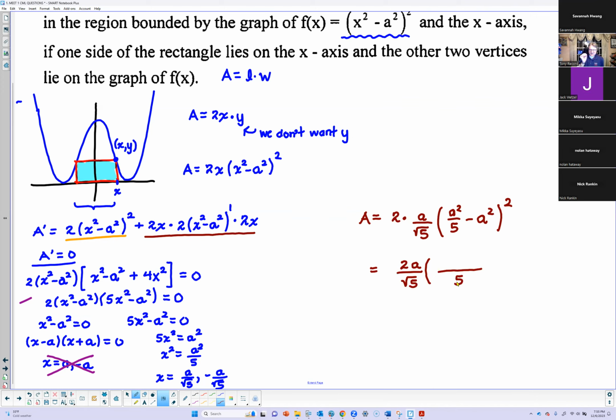A squared minus 5a squared would be negative 4a squared, right? Squared. And then if I actually square out that right side, I get positive 16 a to the 4th over 25, which then I could call this what? 32 a to the 4th over 25 radical 5, I guess.